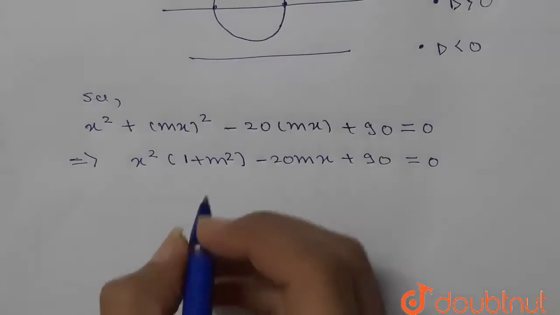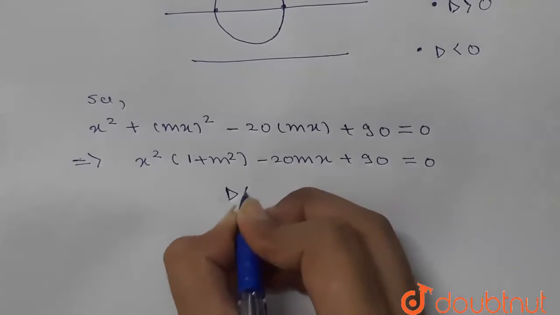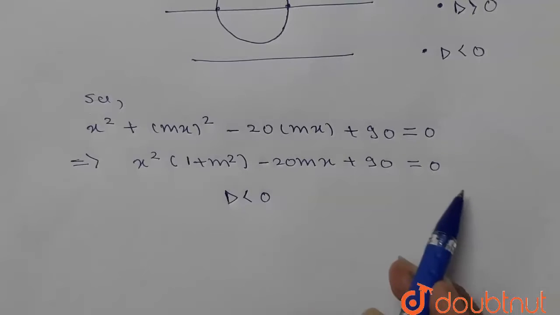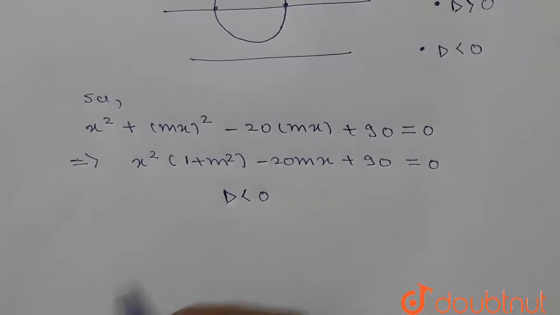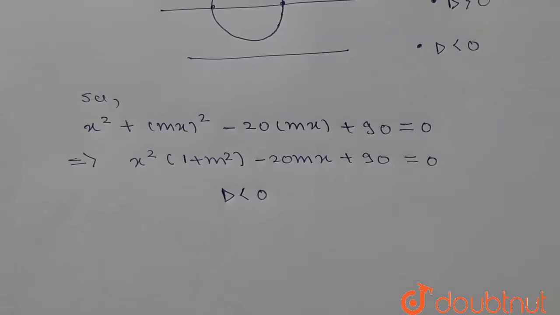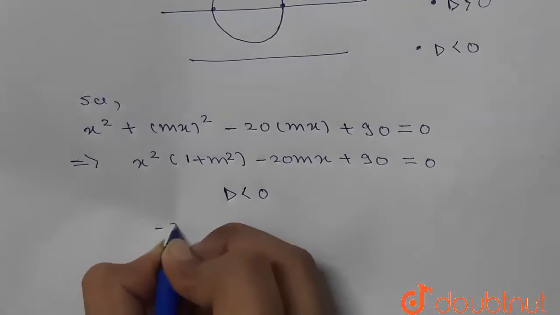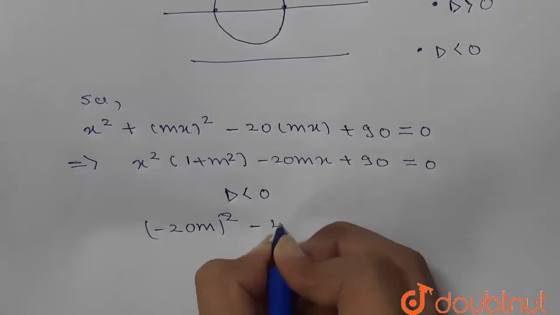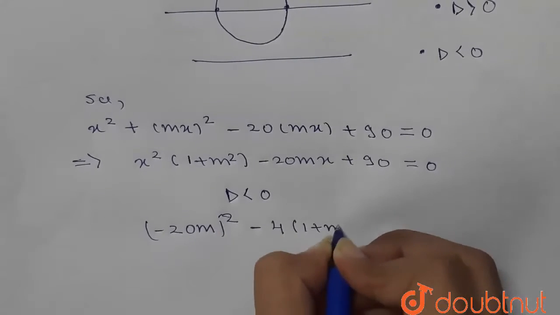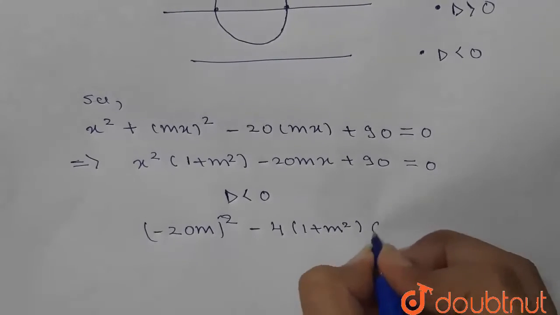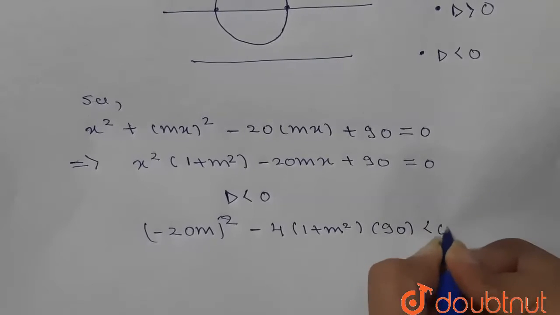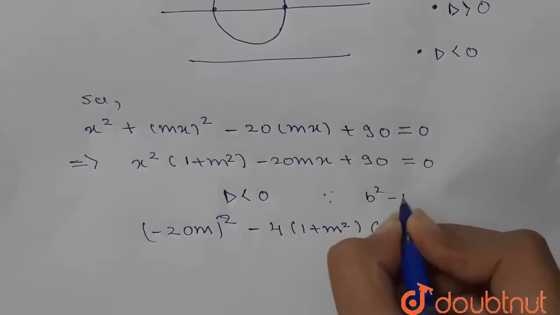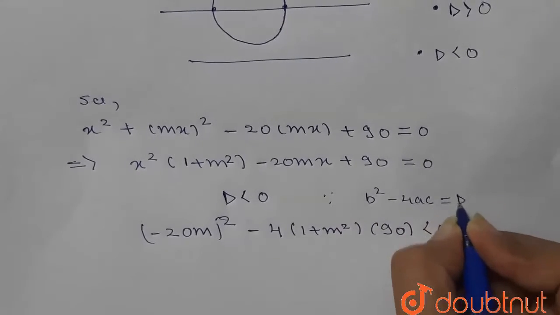Now, according to the condition given, the discriminant should be less than 0. This is forming a quadratic equation, so from there we will find the value for the discriminant. D is minus 20m whole square, then minus 4 into a, that is 1 plus m square, into c, that means 90, and that should be less than 0. As we know, the discriminant is b square minus 4ac.